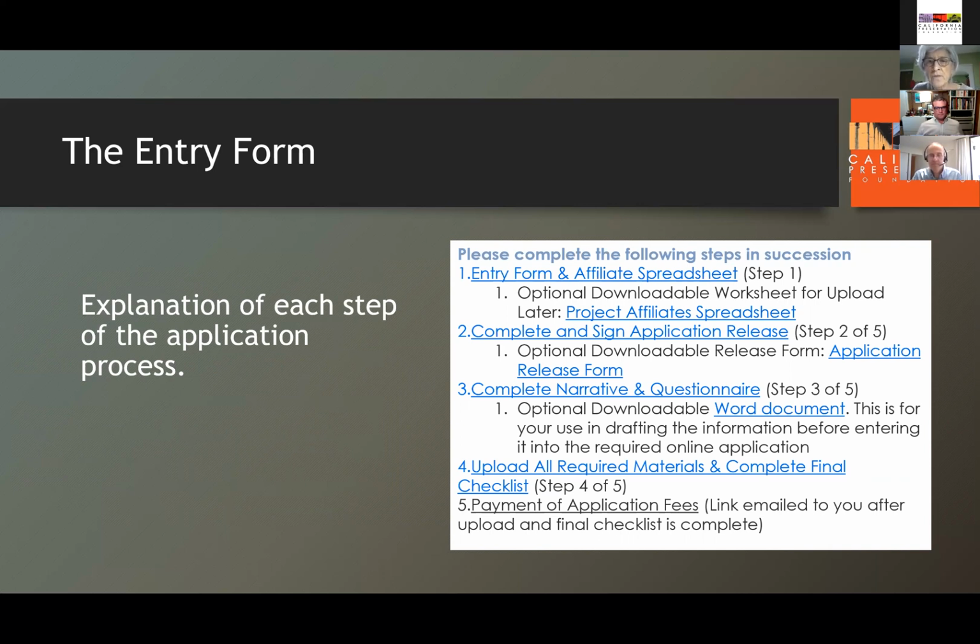So they include the entry form and affiliate spreadsheet. Now, the affiliate spreadsheet can be filled out online or submitted in an Excel spreadsheet. Actually, I think that we changed that, and it's now all done online. The second is the signed application release, and that is required to be signed by the project principals. There's also a narrative and questionnaire, which we described, which was a set of 10 questions, and then all the required materials, all the uploads, the photos, and the slides are submitted. And then the last step, of course, is a payment.